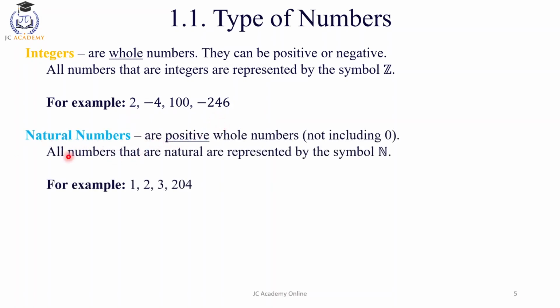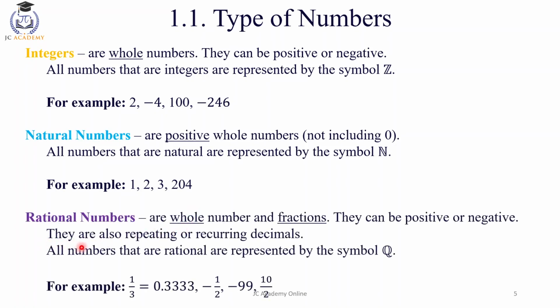Then we have natural numbers. Natural numbers are positive whole numbers, not including 0. All numbers that are natural are represented by the symbol capital N with two lines in it. For example, you have the numbers 1, 2, 3, 204, all the way to infinity. These are all natural numbers.